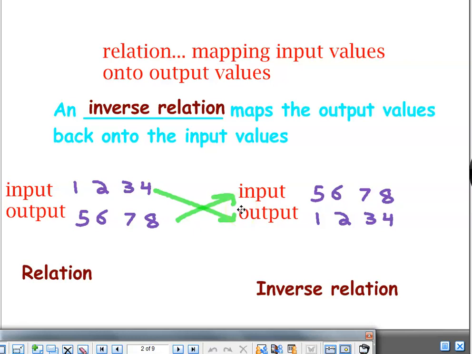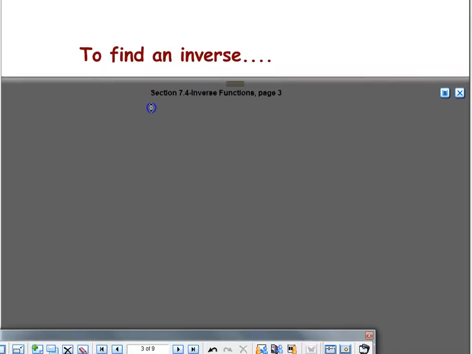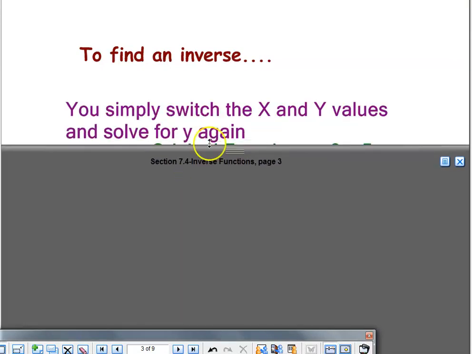So that's really, really important. A relation is just whatever it is. The inverse, all it does is switch your input and output locations. Alright, moving forward. So, for us to find an inverse, equation-wise, you simply switch the x and the y values and solve for y again.